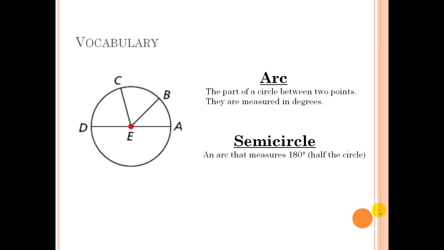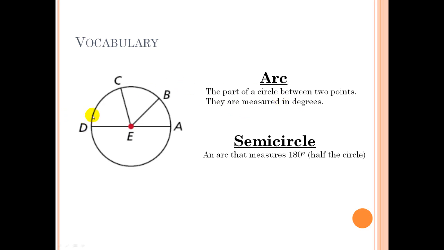Our first two vocab words, we have arc and we have semicircle. So an arc, like it says here, it's just part of a circle between 2 points. So if you take from D to C, that's an arc. If you go along the circle, or from B to A, or from D to B, all of those are examples of arcs. They are measured in degrees. Just like an angle, they have a degree measurement.